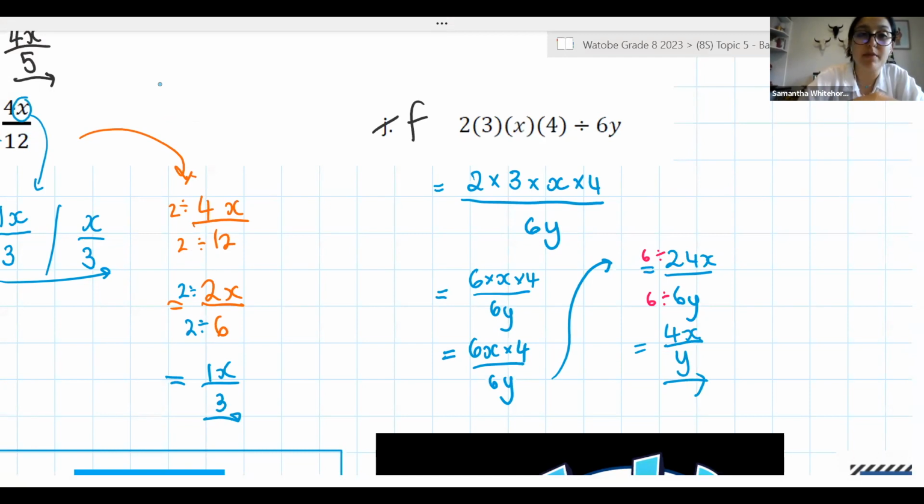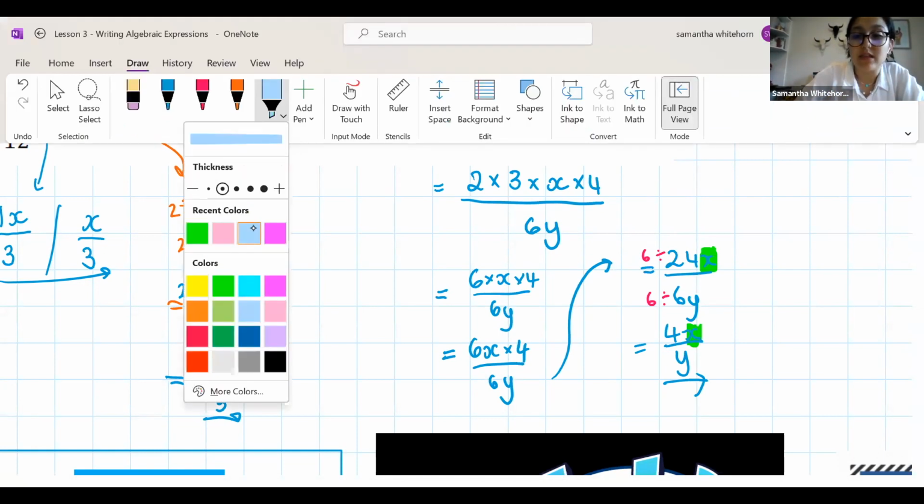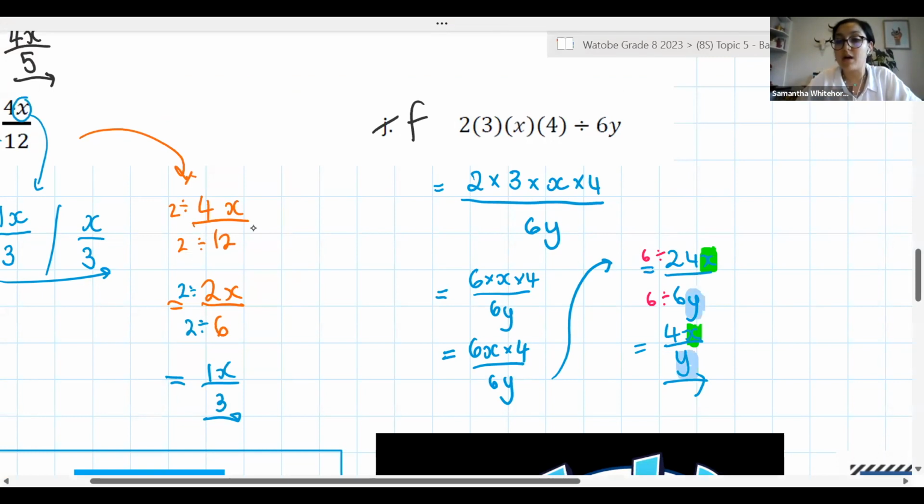Now, again, remember, the x was originally in the numerator. It needs to stay in the numerator. The y was originally in the denominator. It must stay in the denominator. I'm not canceling them out. So you should have that fraction answer because you have something left in your denominator. Very nicely done. Thank you.